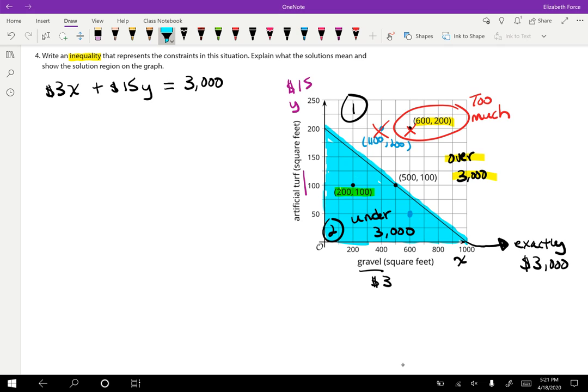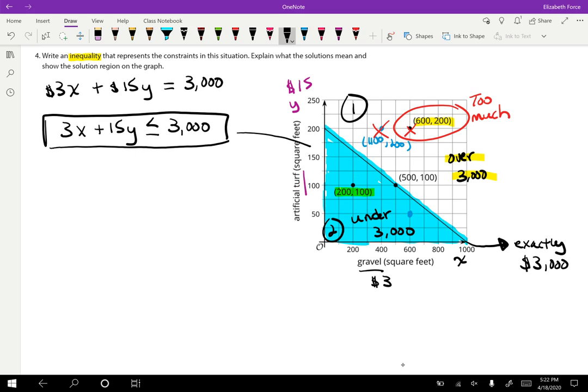I'm also not going to go to the left of the y-axis. I don't care about anybody in that region either because that means my x is negative and there's no such thing as buying negative gravel. So really this triangular blue shape that I colored is pretty much the solution set for this inequality. So I want my 3x, my gravel plus my artificial turf, to be less than or equal to $3,000. And that is the inequality for this situation.